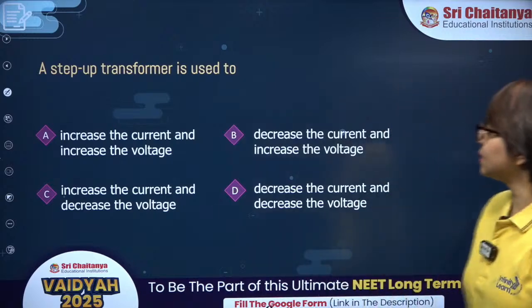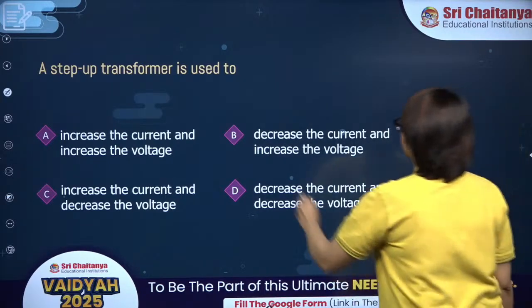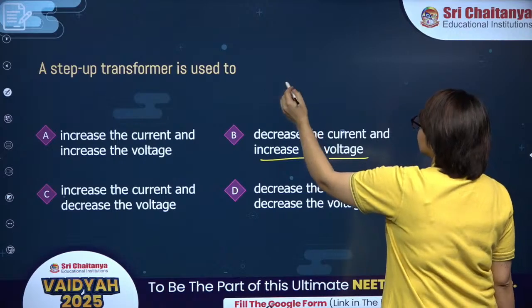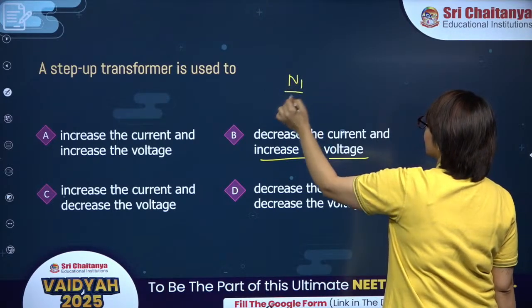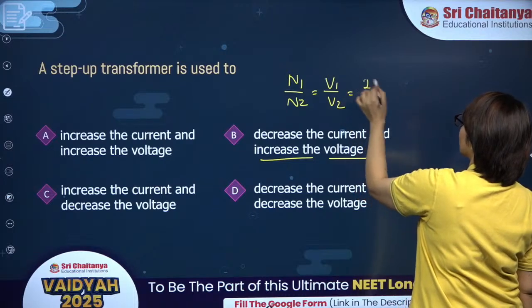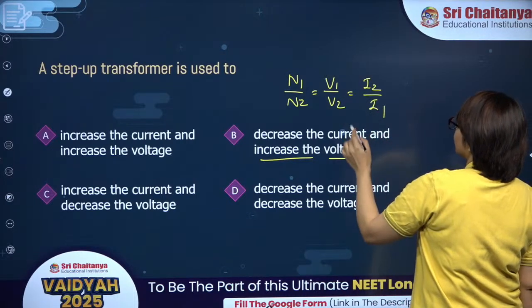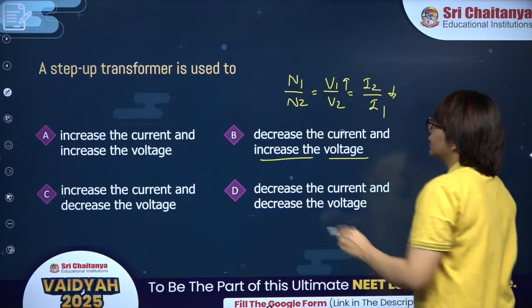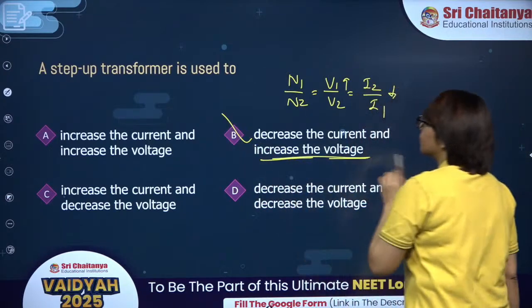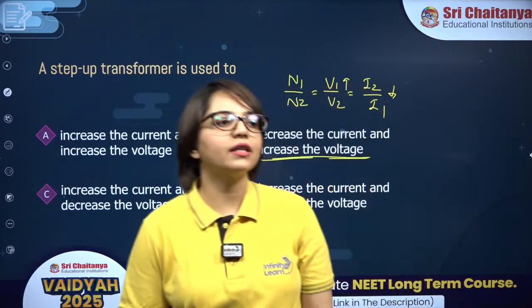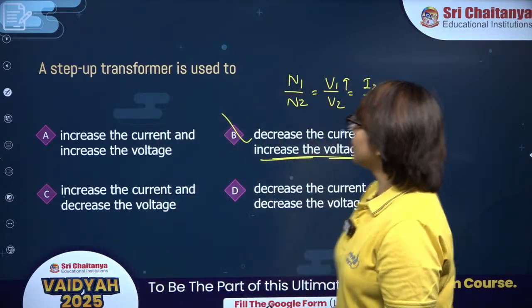We use this one to increase the voltage and decrease the current, right? For an ideal transformer, N1 upon N2 is equal to V1 upon V2 is equal to I2 upon I1. So if you are increasing the voltage, current will decrease, right? So correct answer is option B, decrease the current and increase the voltage. Well done beta, well done everyone. Chaliye, let's move on to the next one.